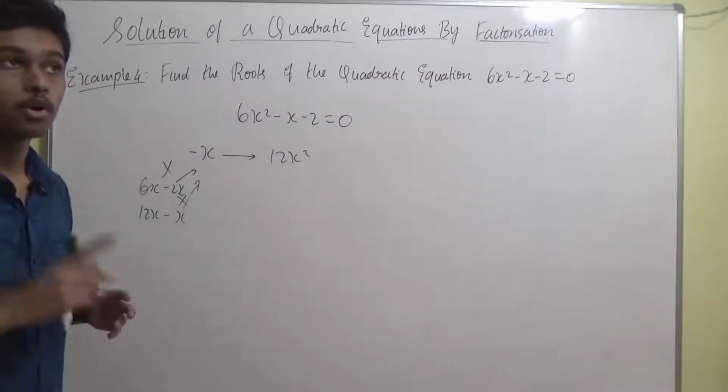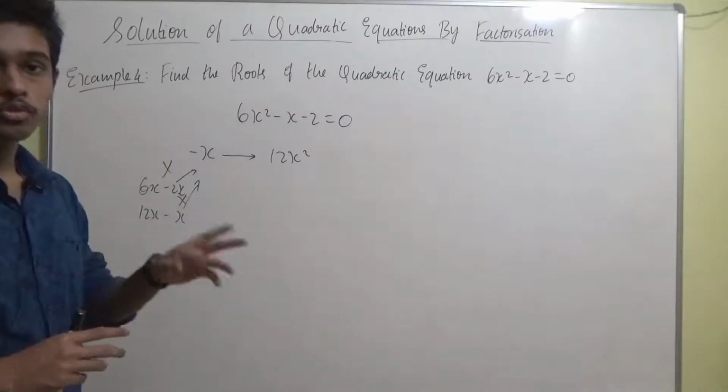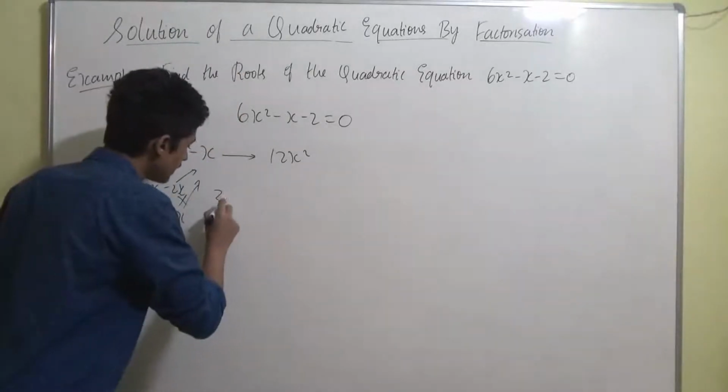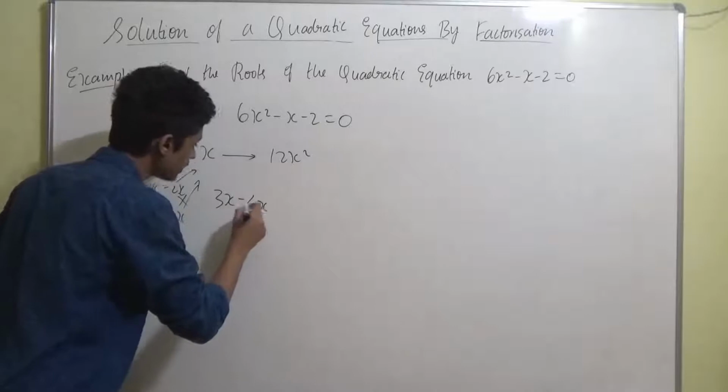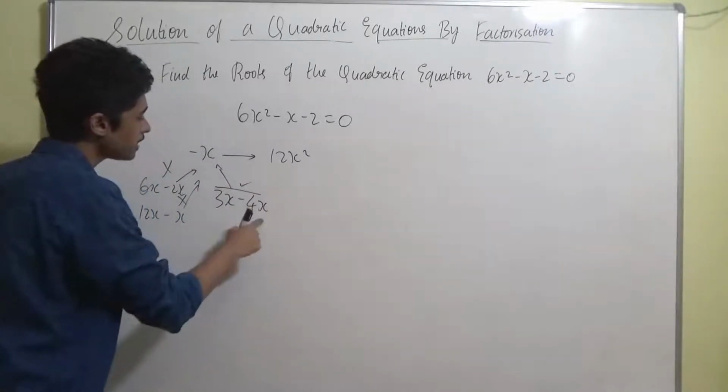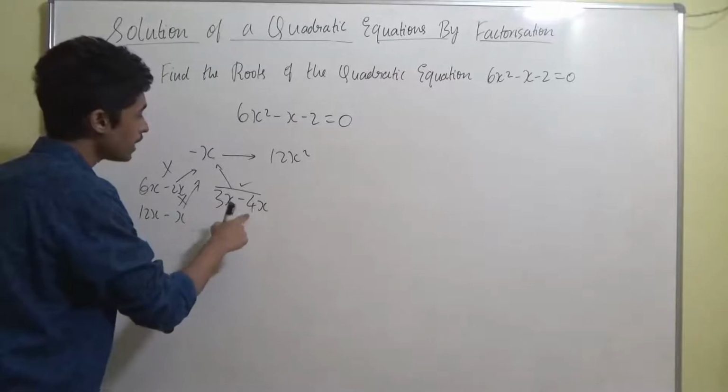So what is that number? Okay, 4 into 3 is there. So 4 into 3 gives you 12, right? And also 3x minus 4x gives you minus x back, correct? And also when you multiply them, it gives you minus 12x square.